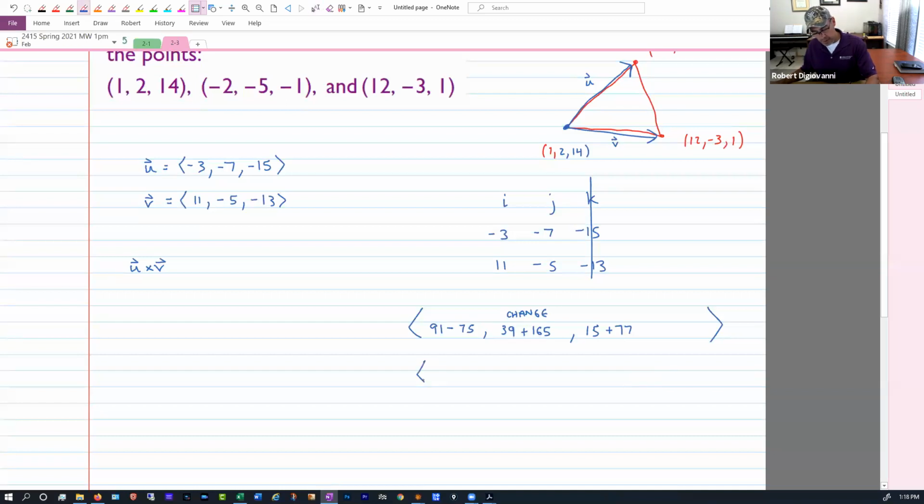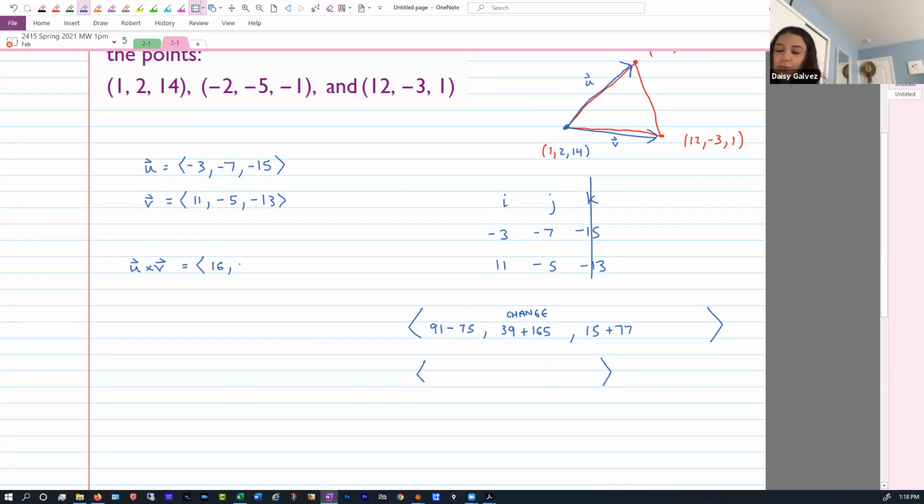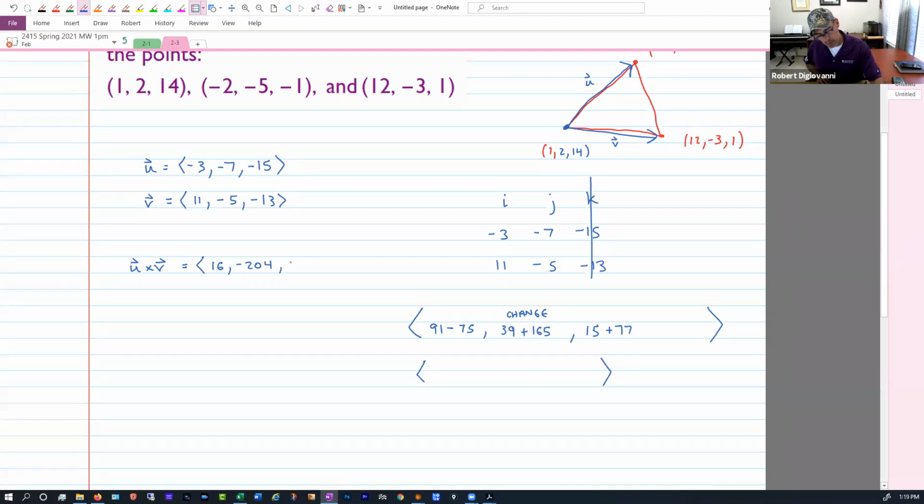What's our final answer? Who wants to give that to me? It's just arithmetic. Daisy? What's our cross product? 16. The second one I'm not sure. Is it -204? -204. Good. Okay, and then 92. 92. Can we all get kind of a nod? Everyone agree on that? Okay. So that is our cross product, which means this is our normal vector of our plane, isn't it?